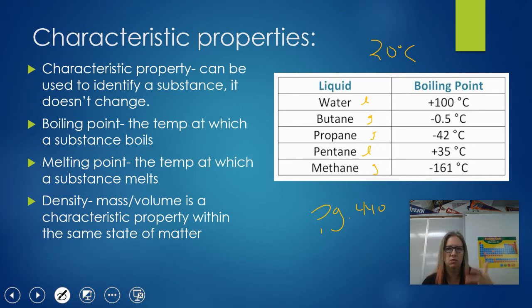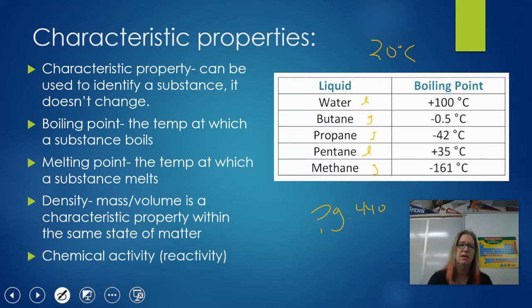So again, using water, the density of water will be slightly different between a solid, liquid, and a gas, obviously. But if I have any liquid sample of water, the density is going to be the same. If I have any solid sample of iron, the density is going to be the same, okay? It doesn't matter how much or how small of a sample I have, the density is going to be the same and can be useful for identifying that substance. And then finally, the chemical activity of a substance, basically how reactive it is or what it reacts with, okay?